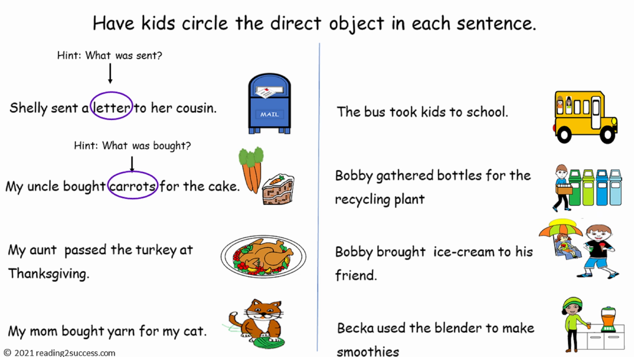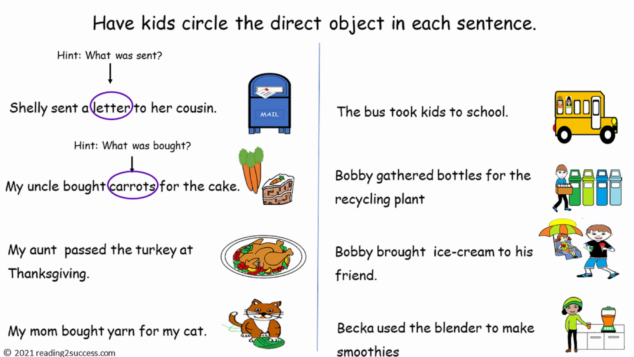With your support, have kids circle the direct object in each sentence. Do the first two together. Shelley sent a letter to her cousin. Say the hint. What was sent? Answer, the letter. That is the direct object.